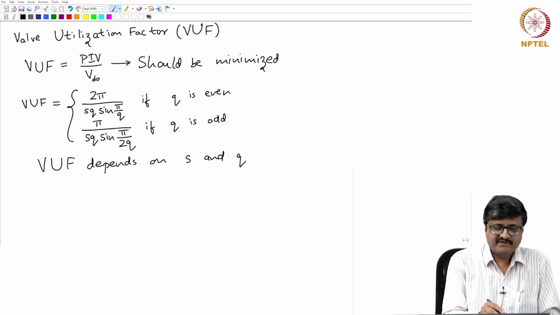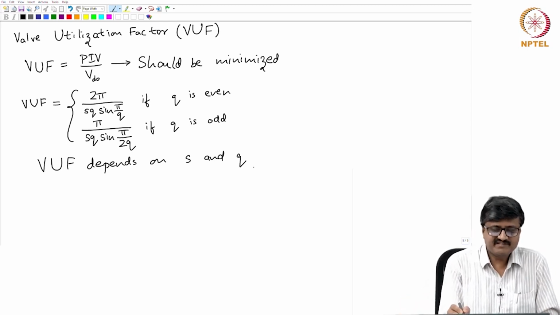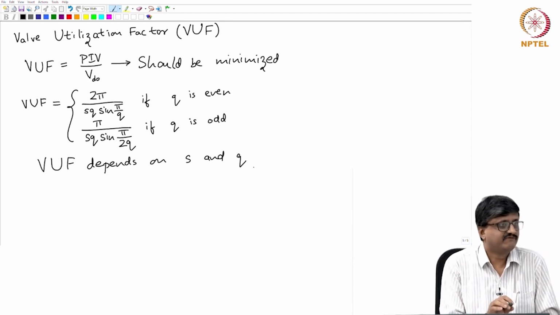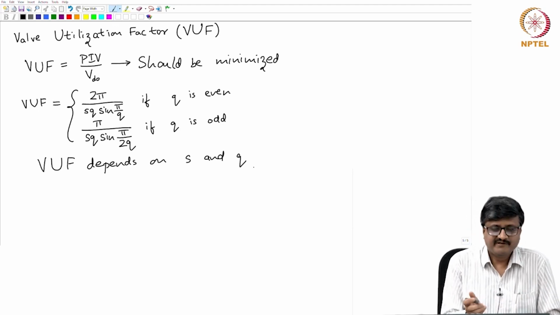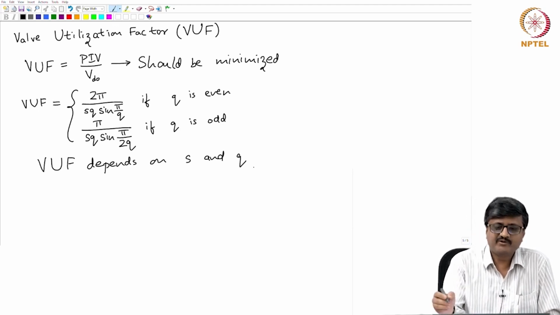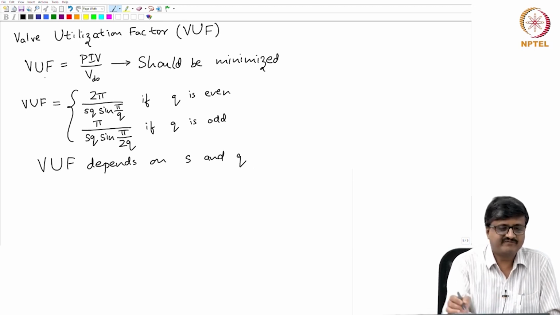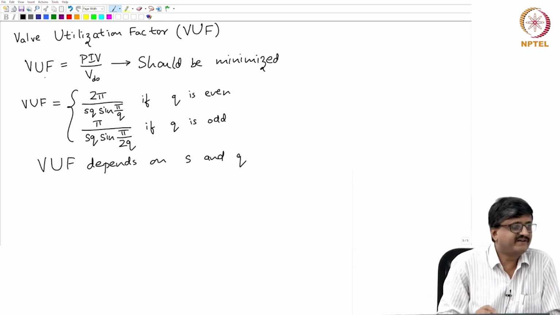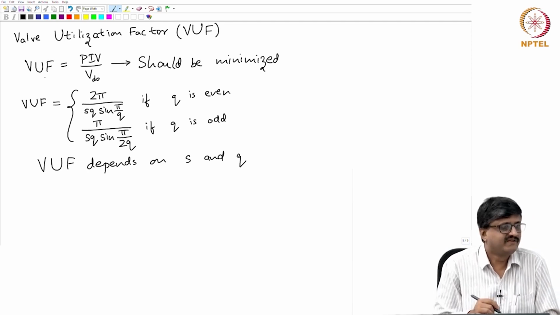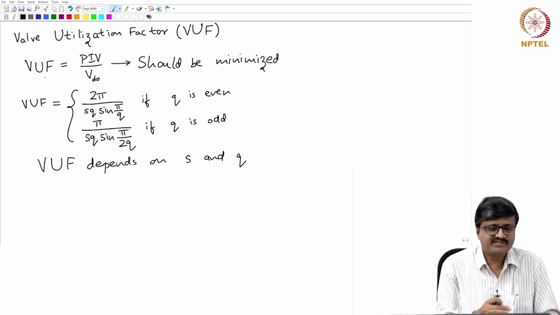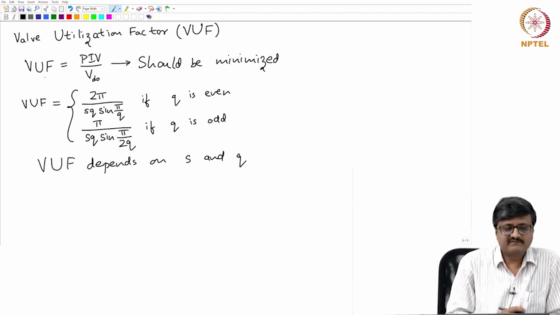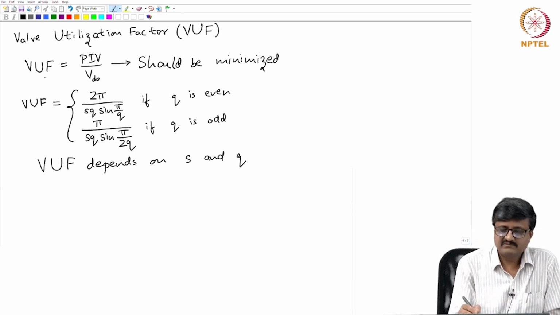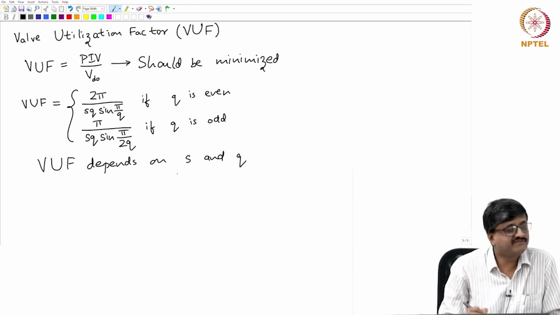Why I am saying that it depends on S and Q is that our intention is to select values of Q, R and S for a given value of P. So, whether all choices are equally the same or they are different. We make the choices in order to minimize VUF. Of course, this is not the only figure of merit that we are looking at, there is one more figure of merit. So, we will see how these two figures of merit take different values for different values of QRS.